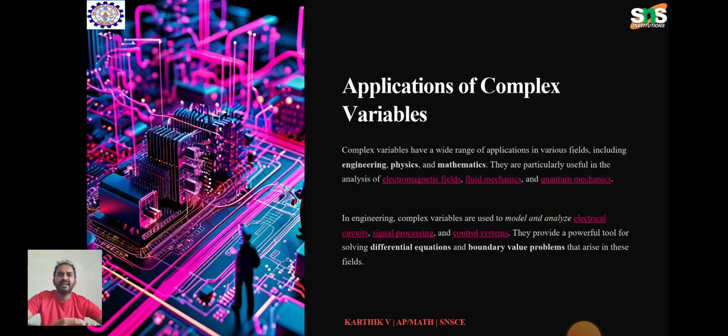In aeronautics and aerospace engineering, we use complex numbers in aerodynamics. In finance and economics, we use complex numbers in option pricing. In fluid dynamics, we use them in potential flow. These are some applications of complex variables.